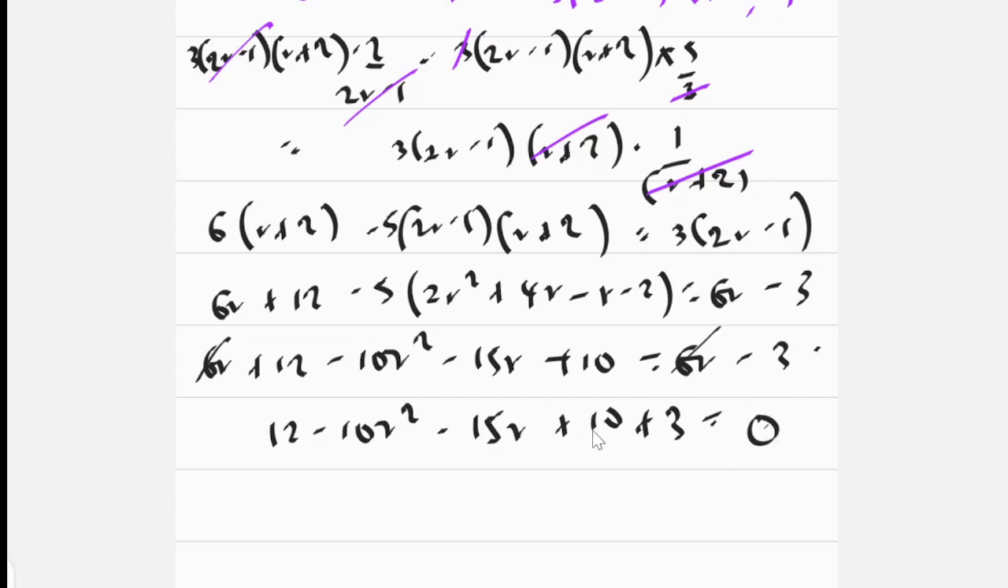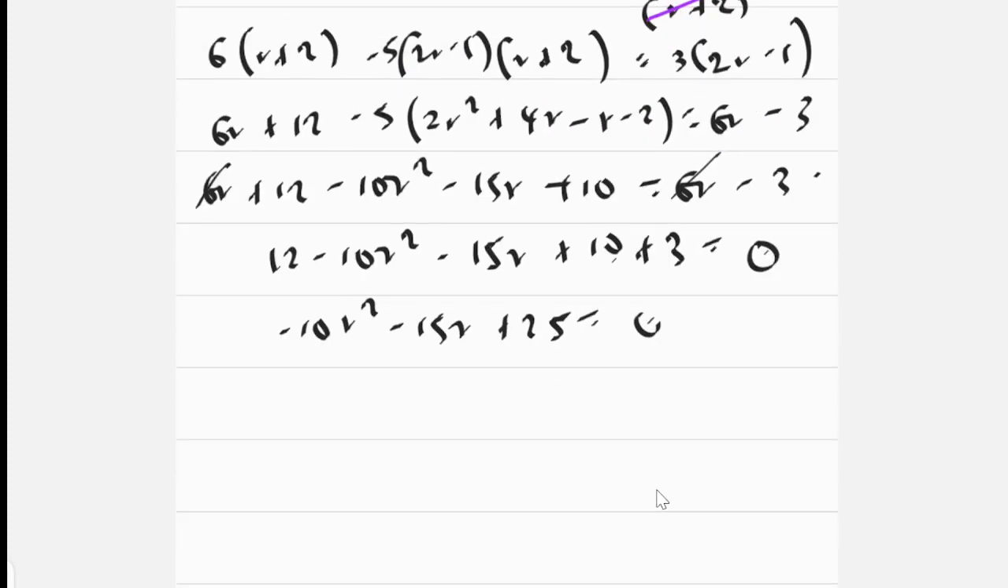So if you collect the like terms again, this will give me minus 10r squared, the terms in r squared, then minus 15r. So 12 plus 10 will give me 22. 22 plus 3 is what? 22 plus 3 is 25. Then you have plus 25 is equal to 0.